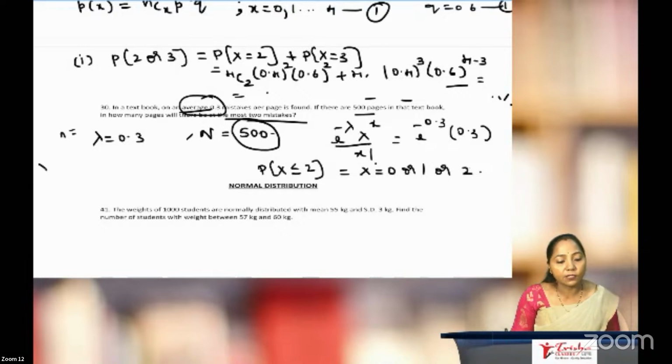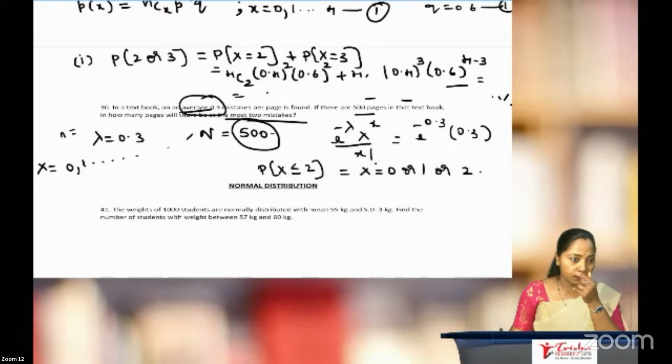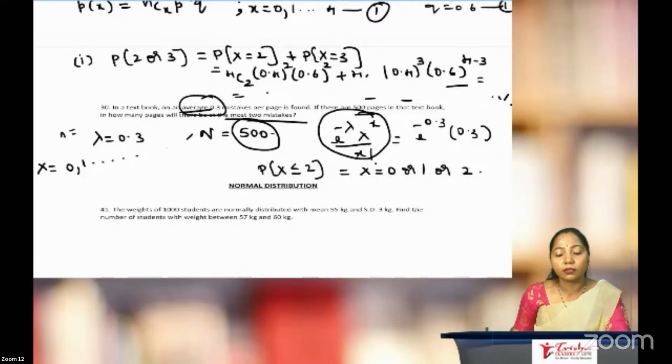Our range starts from 0 for Poisson: 0, 1 to infinity. So x will be 0, 1 or 2. Thrice you are using the mass function, once each for x equal to 0, then 1, and then 2.